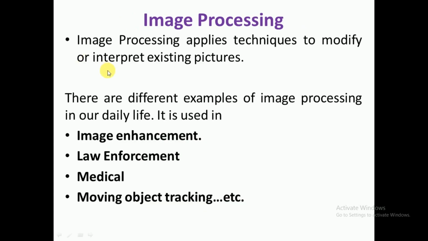Then image processing. Image processing applies techniques to modify or interpret existing images. It means you want to process an existing image, and in that case you definitely require a computer graphics application. That is what image processing is, right? There are different examples of image processing in our daily life. It is used in image enhancement, law enforcement, medical imaging, and moving object tracking. These are again applications of image processing, right? Once image processing comes in, definitely the computer graphics application comes in, right?